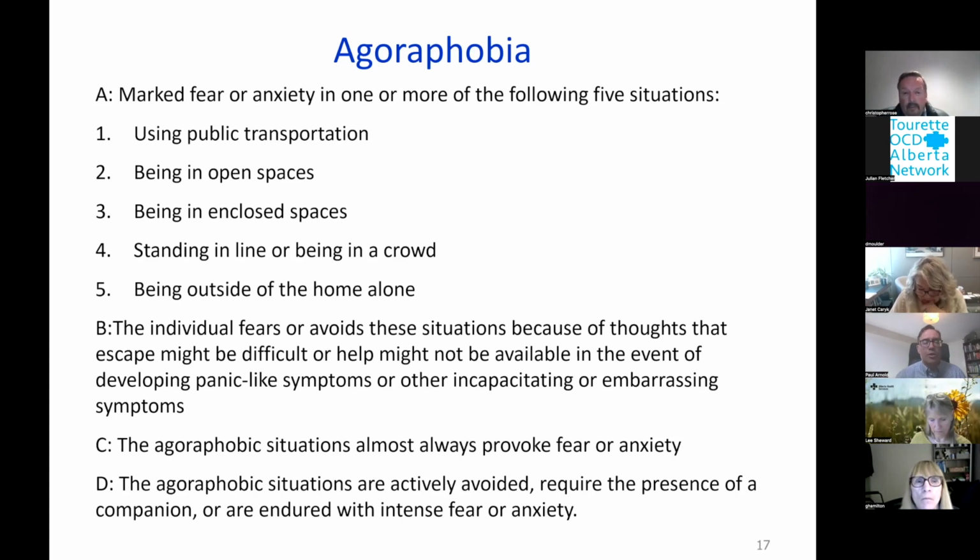It's this very stereotypical response, actively avoided, or interestingly, and this is specific to agoraphobia, sometimes the fear can be mitigated by the presence of a companion. But again, of course, take an older teen who should be able to go out on their own, if they always need somebody with them and it's driven by these fears, that could be agoraphobia. Or the situations are endured, but with intense fear or anxiety.